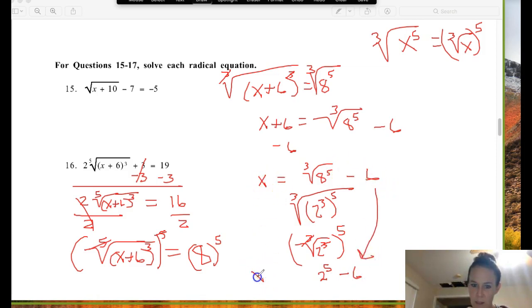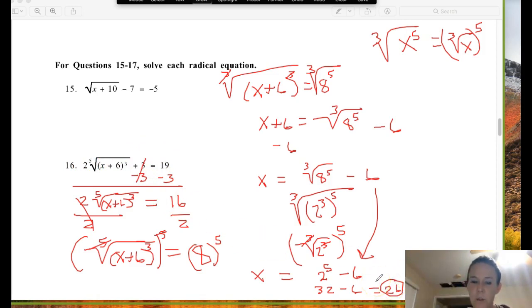So x equals 2 to the 5th minus 6. Well, what's 2 to the 5th? Do that on the calculator. 2 to the 5th is 32. So I got 32 minus 6, and I'm going to get 26. So x is going to equal 26. Now check it, plug it in, make sure it works. 26 plus 6, cube it, 5th root it, multiply it by 2, add 3. Does that equal 19? It does.